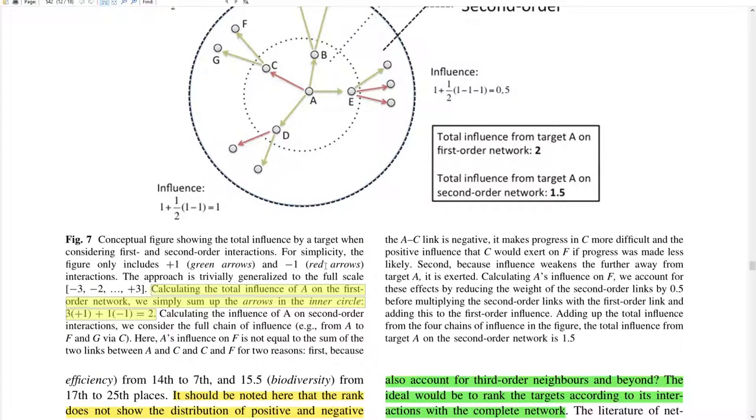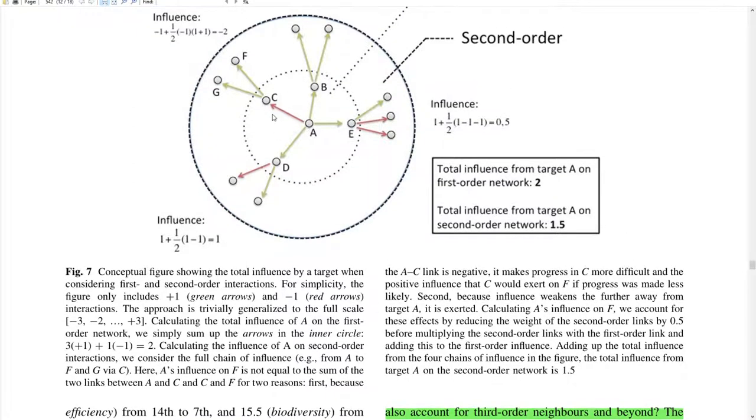For that, we consider the full chain of influence from A to F and G via C, for instance this one. A's influence on F is not equal to the sum of the two links between A and C and C and F for two reasons. First, because the AC link is negative. It makes progress in C more difficult, and the positive influence that C would exert on F if progress was made is less likely. So if there's progress on A, the progress on F and G is less likely because of this negative link here.